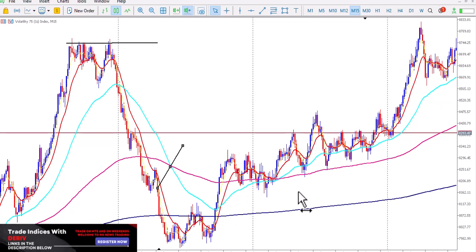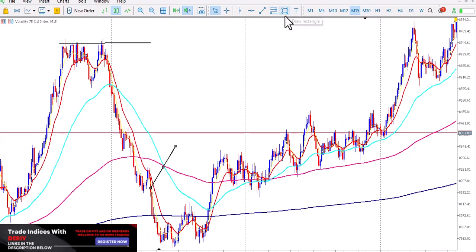So let's look at something that happened again. Remember, we are looking at the peak. So here we have the peak formation, all right?